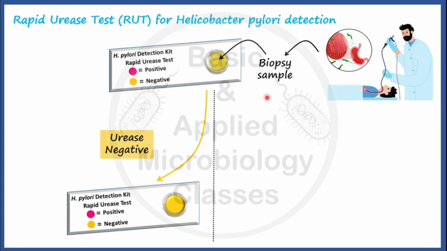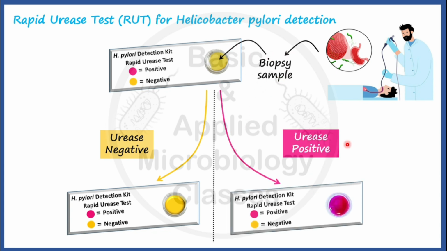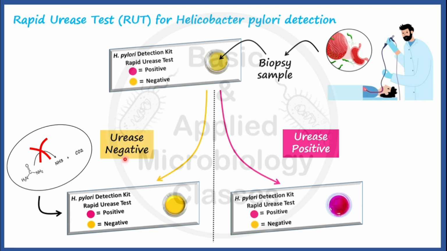This will be indicating what? Urease negative reaction. And another possibility is that the biopsy sample under testing can give us results like this. Now why is it so? Let's see the explanation. If results are like this, it means in the test pad, urea was present here, but it has not got converted into ammonia and carbon dioxide. That's why there was no change in color of the phenol red indicator. So this is indicating what? Urease negative reaction.